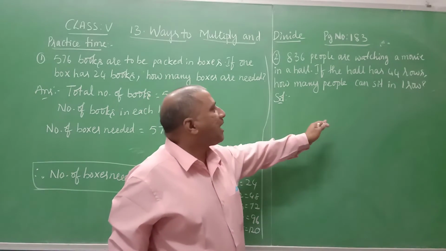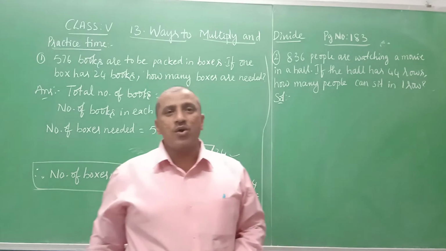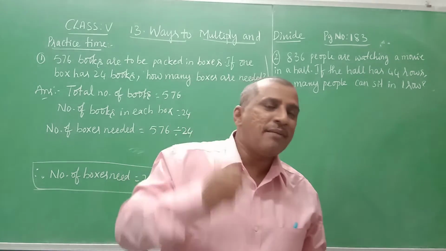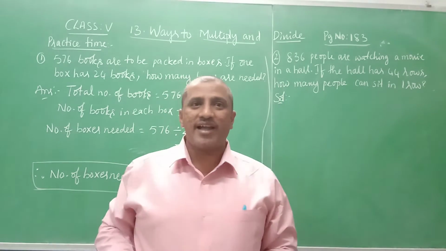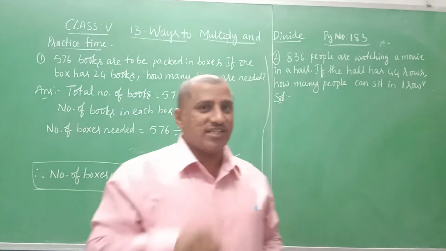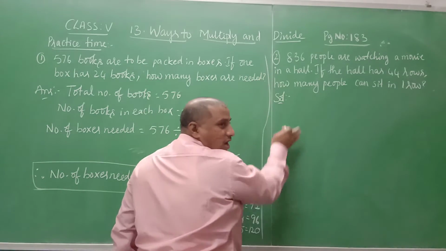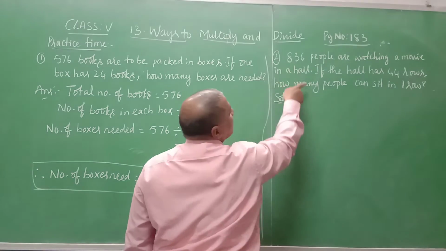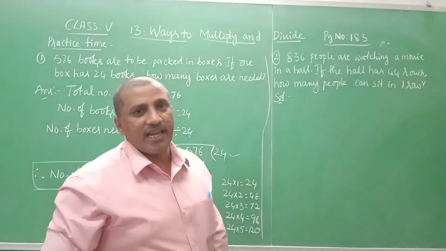How many people can sit in one row? What to do? Each row, how many people are there? That we have to find. Yes. What to do? Division. Good. Now we have to do the division, that is 836 divided by 44.